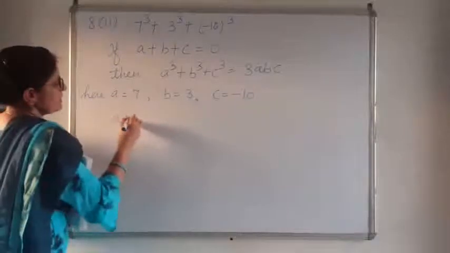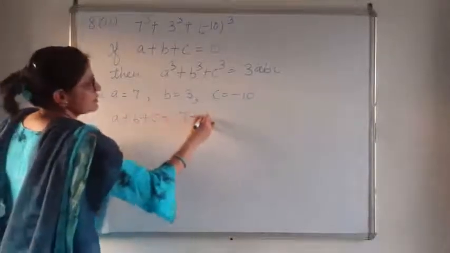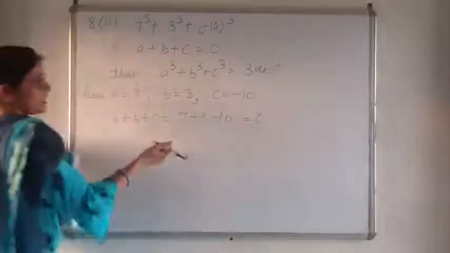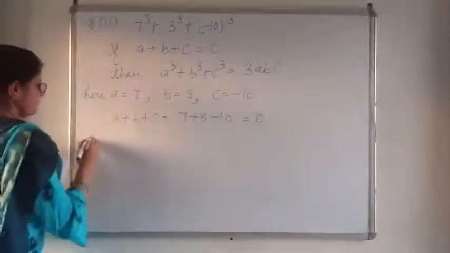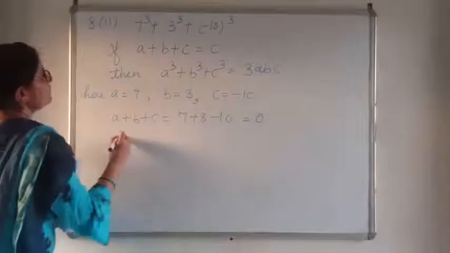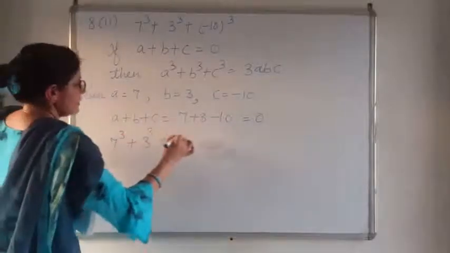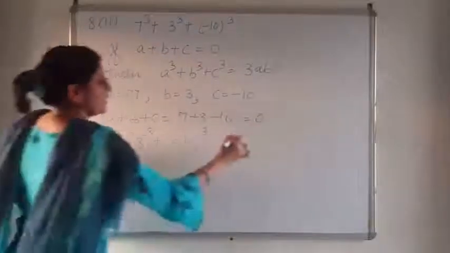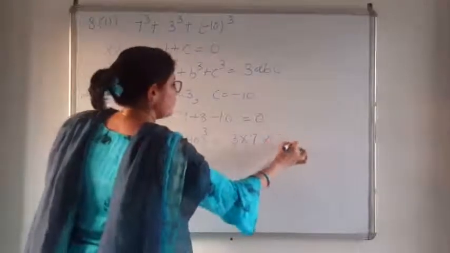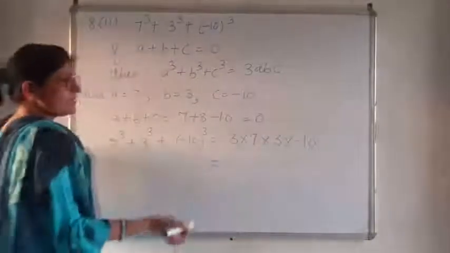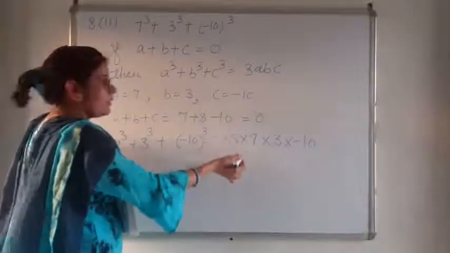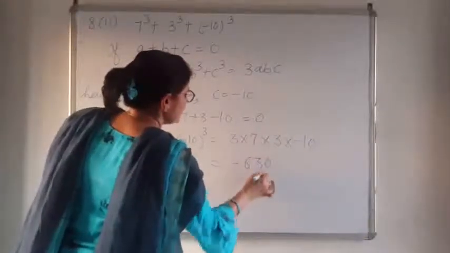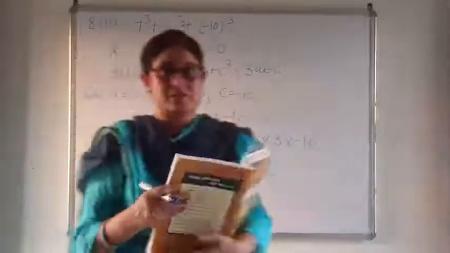So a plus b plus c equals 7 plus 3 minus 10. 7 plus 3 is 10, 10 minus 10 is 0. That means this identity is applicable here. Therefore, 7 cube plus 3 cube plus minus 10 cube will be equal to 3 times their product, into 7 into 3 into minus 10. Now we multiply them. 3 sevens are 21, 21 threes are 63, into 10 minus, 630. Like this you can solve other parts also.